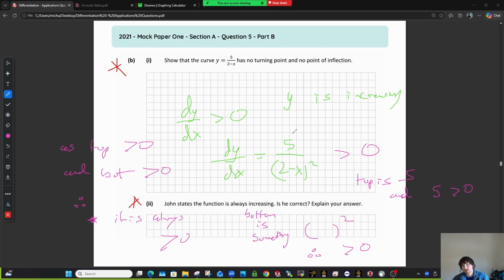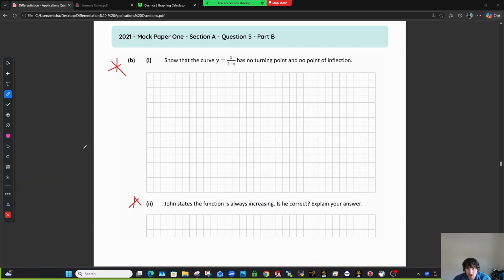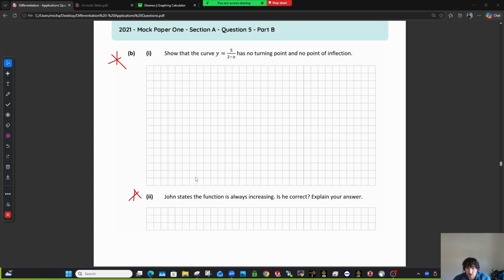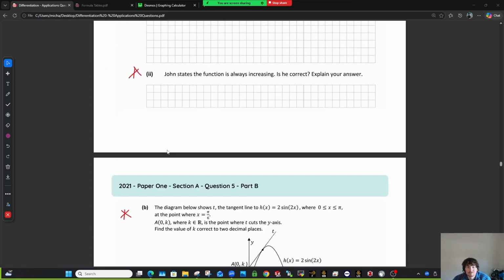In other words, if the top is always positive and the bottom is always positive, then the number itself is always positive, and therefore dy/dx is always greater than 0. So the function always increases. Obviously you'll explain that in much clearer, neater words if it was your state exam, but you have my voice telling you what to write down on top of my shorthand writings there, okay? Great.